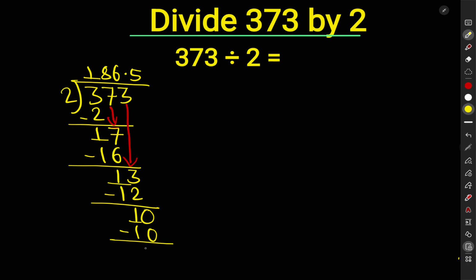On subtracting we get 0. So 373 divided by 2 is 186 decimal 5.